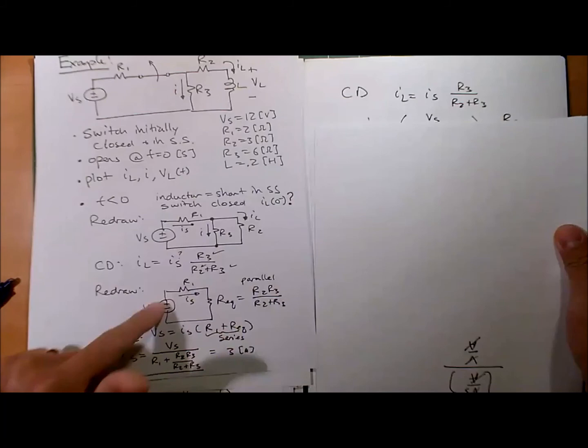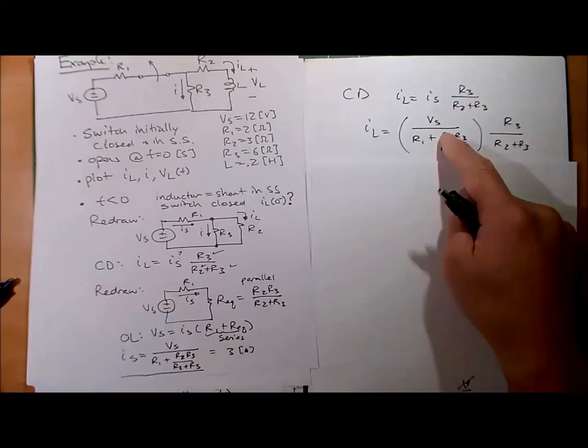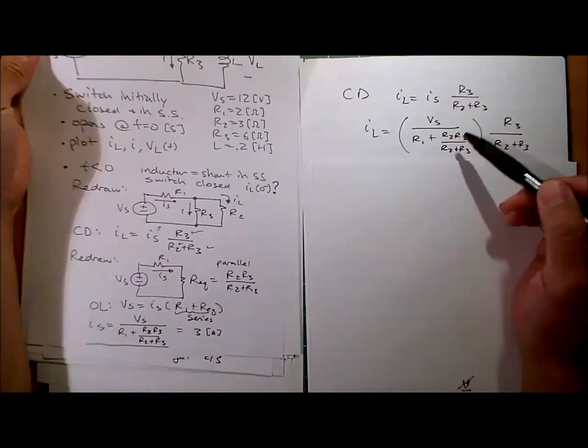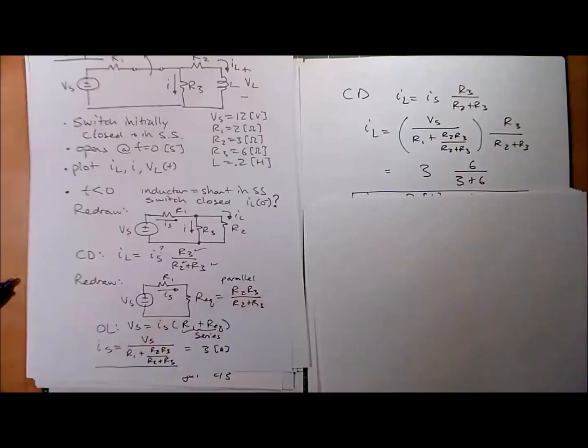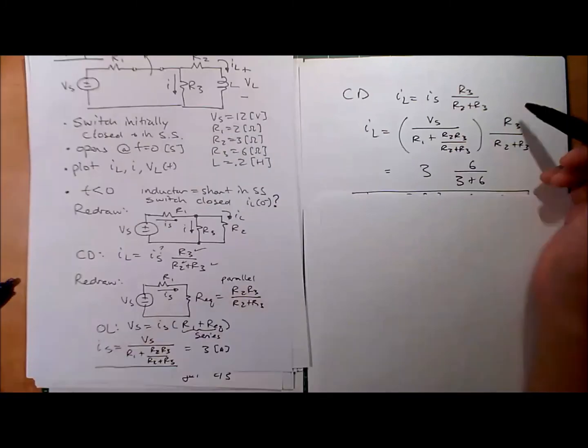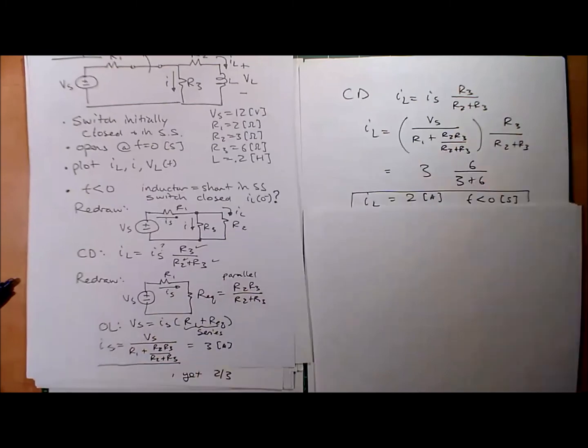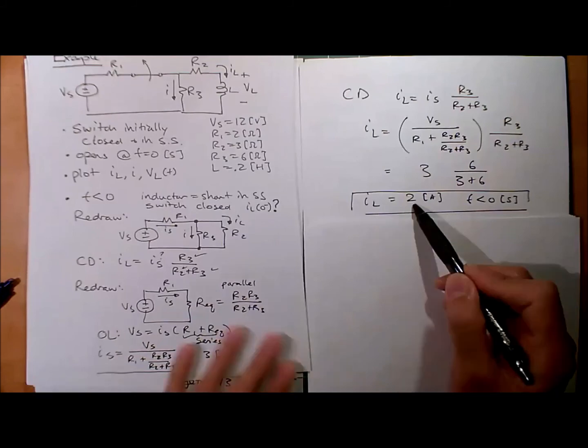Okay, so I plug it back into the current divider. I did this symbolically, right? And I did it symbolically so you can see where all the symbols come from. Don't get lost in the sauce, please, ladies and gentlemen. So numbers here, this becomes 3, right? This whole chunk becomes 3 when I plug in the numbers. So I get IL is 2 amps.